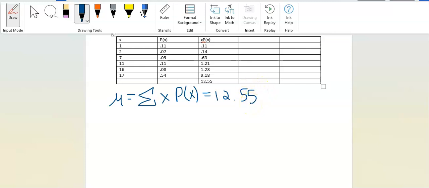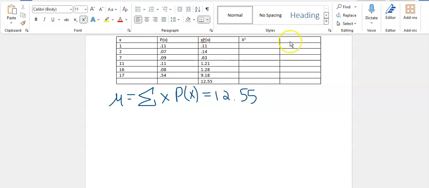All right, now let's go on to the variance. For the variance, we need some new columns. I'm going to get out of the draw here, and I'm going to make two new columns. The first one I'm going to make is the x squared column. And then the second column I'm going to make over here is the x squared times p of x column. So let's see if I can do that real quick. X squared, times p of x.